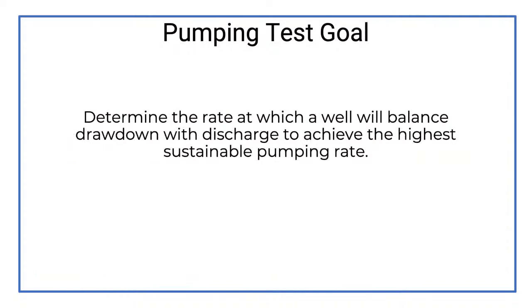So our goal really with a pumping test is to determine the rate at which a well will balance drawdown with discharge to achieve the highest sustainable pumping rate. Sustainable means the drawdown is not going to change, so you're not going to dry up your well. You can go with a higher rate, but you're going to pump your well dry, so we don't want to do that. We want to achieve steady state conditions where we know how far we're going to draw that water down in the well. We're going to place our pump intake below that so we don't dry it up, and that's the purpose of a pumping test.